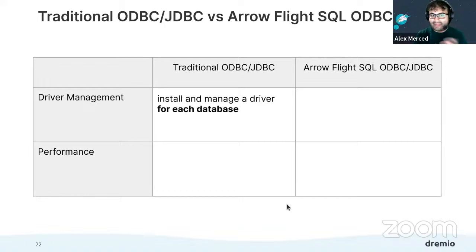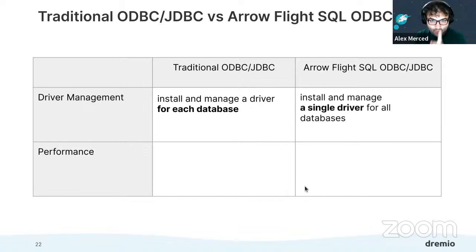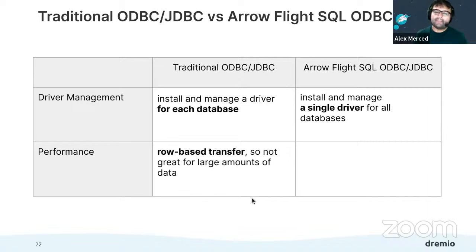Okay, so back in the old paradigm, when you were working with just traditional ODBC JDBC, you would have to install and manage a driver for each database. Okay, so I want to go use Postgres today, gotta go install the driver, configure it. Oh, I want to use MySQL today, gotta go install the driver, configure it. But with the Arrow Flight SQL ODBC driver, I just install that one driver and I can connect to any Arrow Flight supporting destination. Okay.